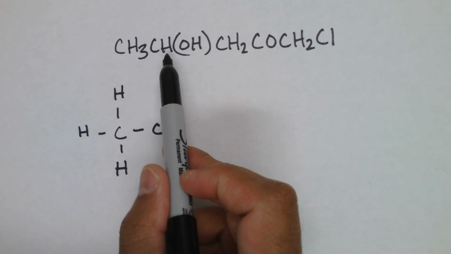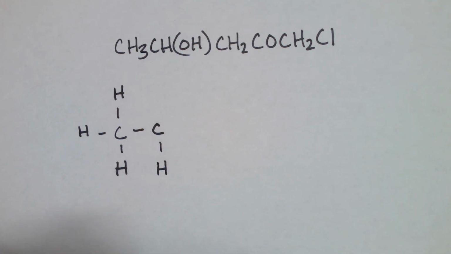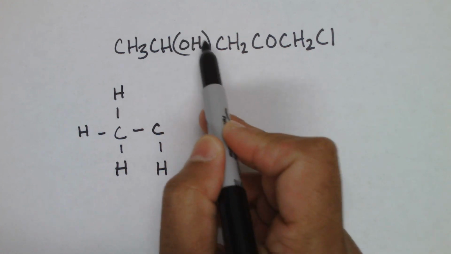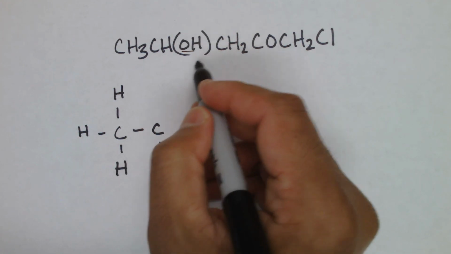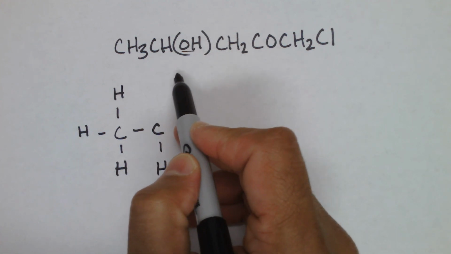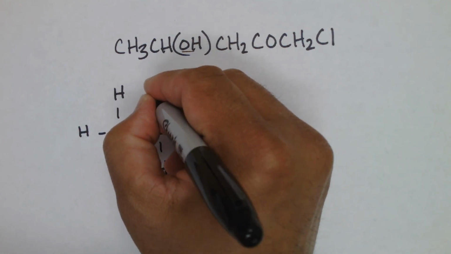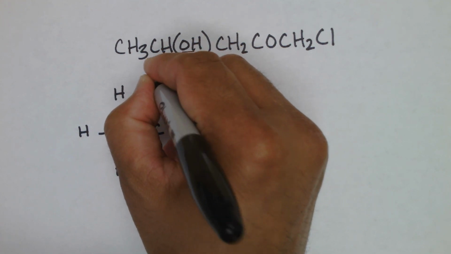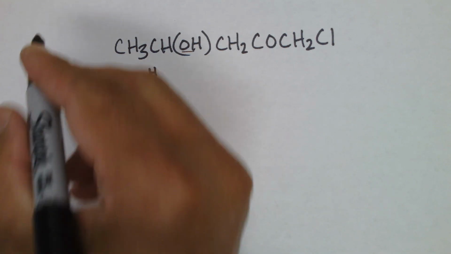This carbon is then bonded to one hydrogen. And in parentheses, we have this group of atoms, the OH group. The parentheses means that this group is bonded to the previous carbon in the chain. So I'll go ahead and draw the OH right here. And so this is the alcohol functional group.